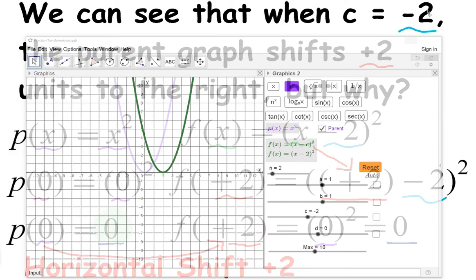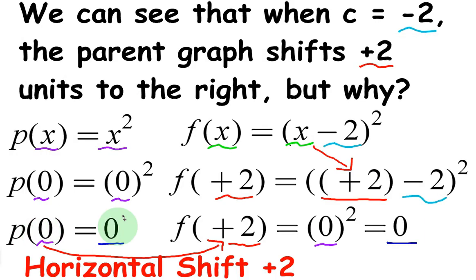So if we want to show that algebraically, the parent function, the original vertex, was at x equals 0. For our new transformed function, since it's x minus 2, we're going to have to plug in the opposite of negative 2, positive 2, to end up with the same y value of 0. Therefore, we've moved from an x value of 0 to an x value of positive 2, and that's why the horizontal shift is positive 2, given that it was x minus 2.